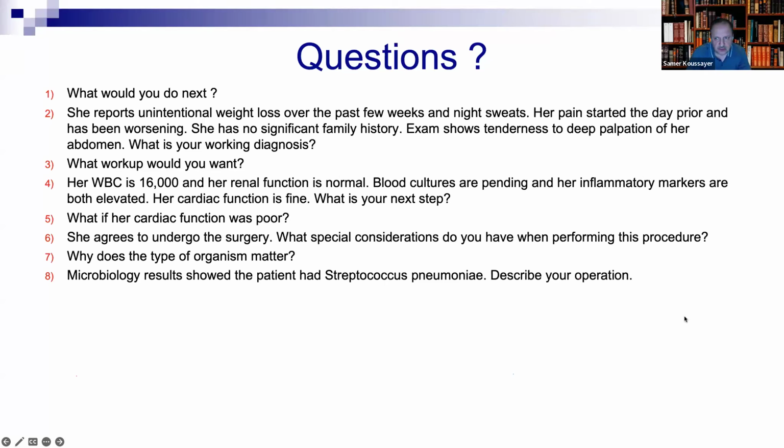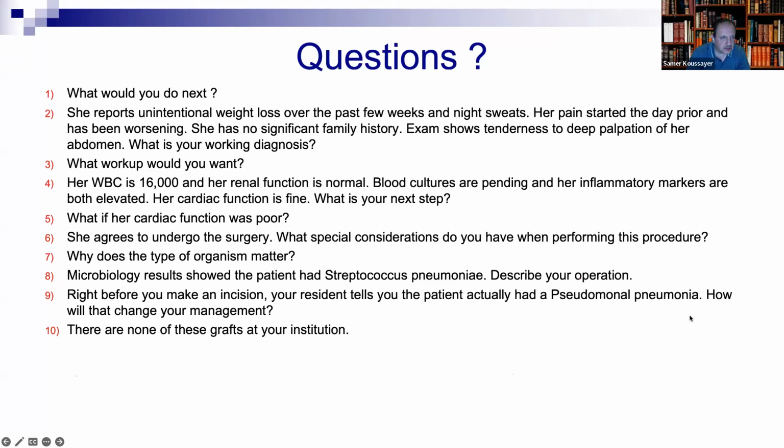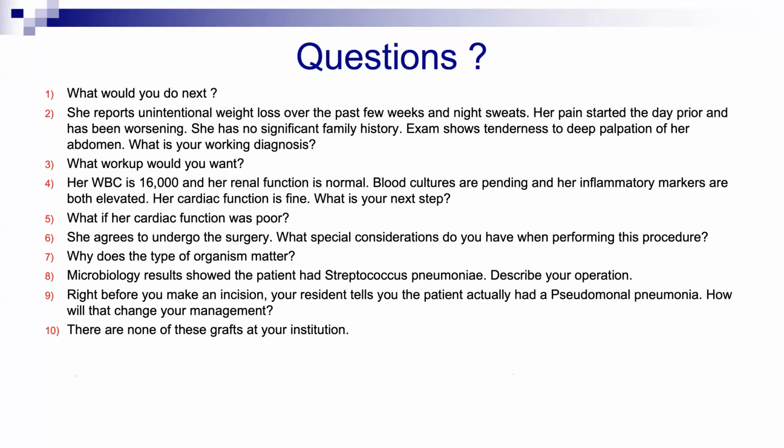Let's see what the next question is. There's none of this graft at your institution. So there's no graft, no Trinorphan, no bovine. So what do you do? Extra-anatomical bypass. All right, but you should decide that before you start, not during the procedure, right? Yes. Okay, what else can you do? But you decide to do it in situ. What else can you do?